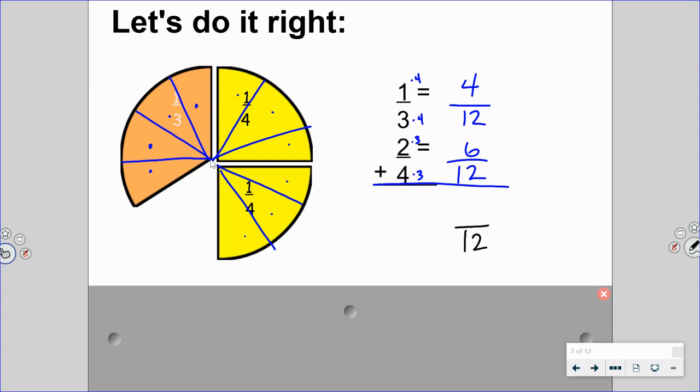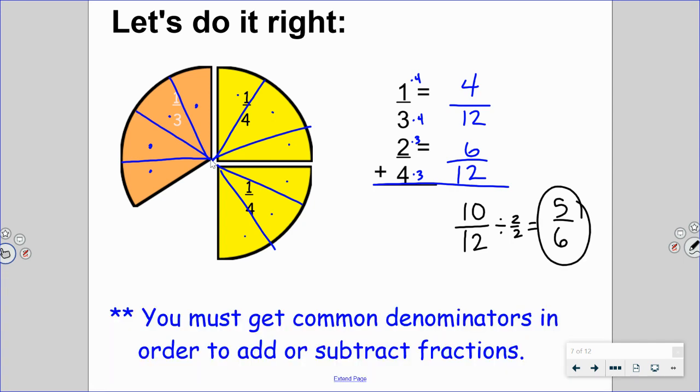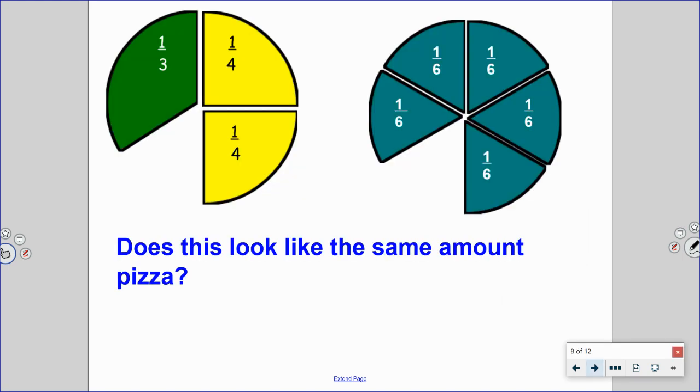Now that they're all the same slices, just put all the slices together. And while that's a good answer, it's not a great answer. It can, of course, reduce by 2 to make 5/6. So what we noticed is the obvious piece: you must have the same size piece. You must have common denominators if you are going to add two fractions or subtract for that matter. And if you look, you will see, yes, in fact, 1/3 and 2/4 does appear to be the same amount of pizza as 5/6.